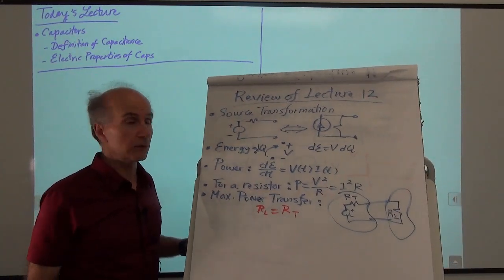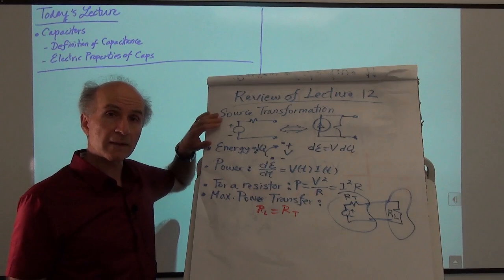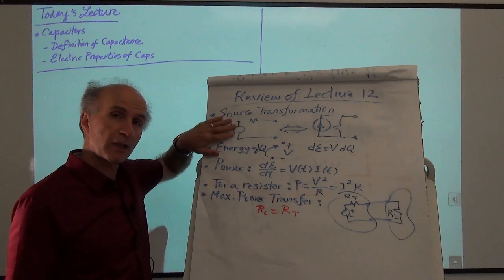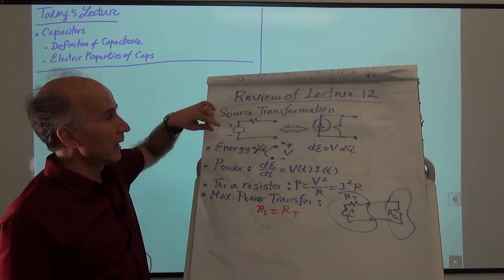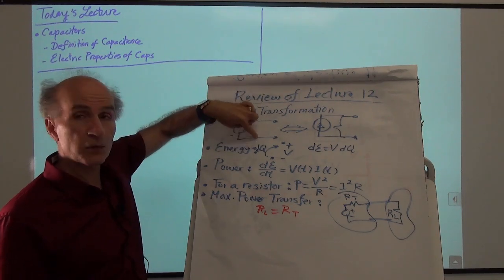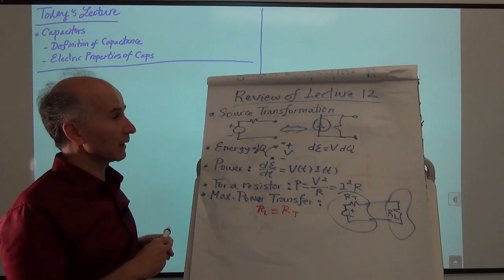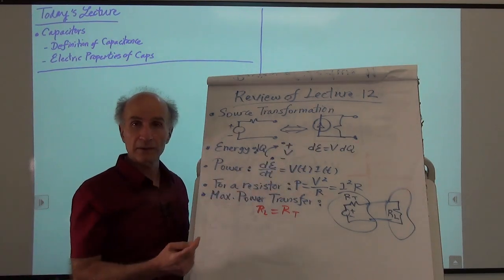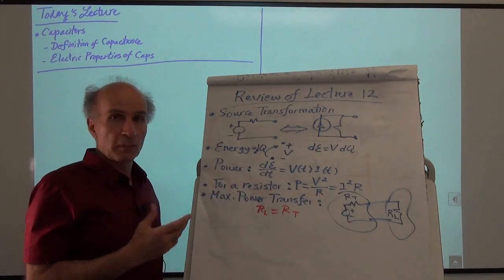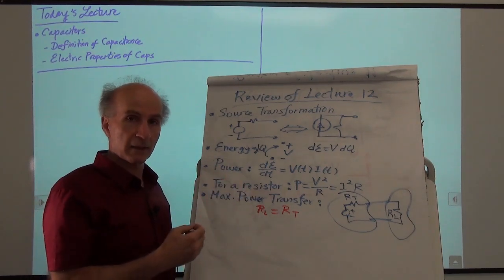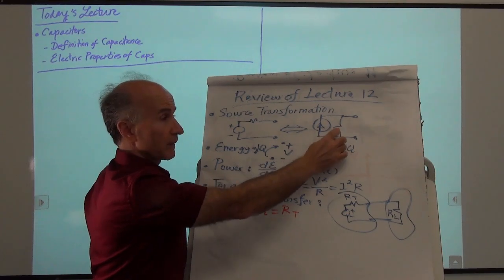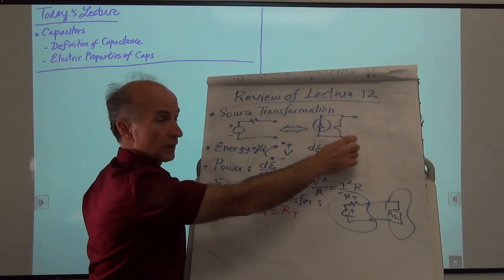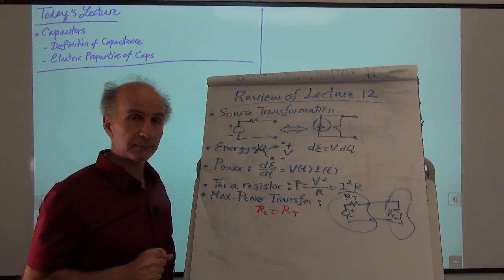We talked about a bunch of ideas. We talked about source transformation, and we said that in some cases we prefer to transform a circuit like this, which is a Thevenin equivalent, to a circuit like this, which is a Norton equivalent, and vice versa. Because sometimes it simplifies the analysis if we go to here, because it's possible that this resistor can be merged with another resistor somewhere else.